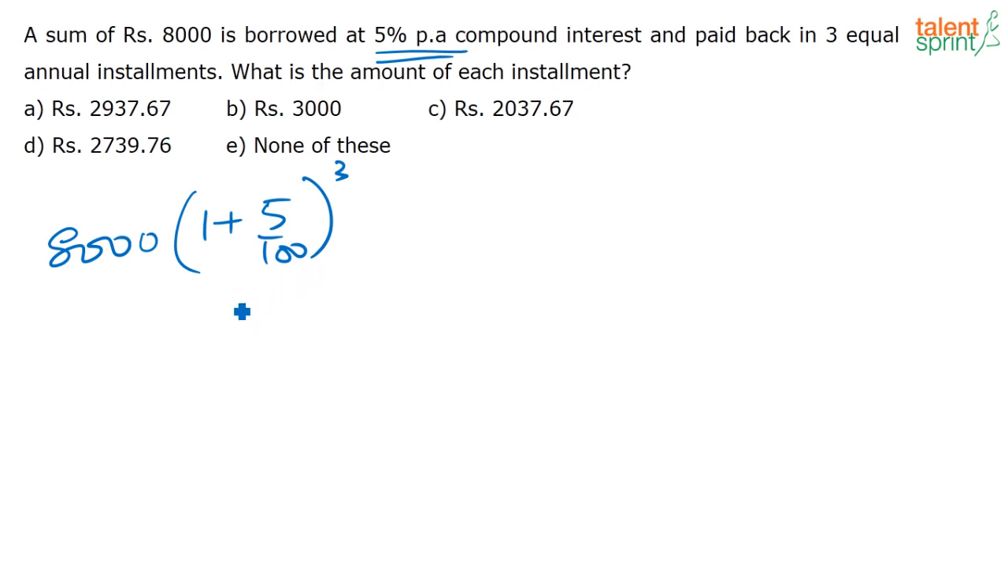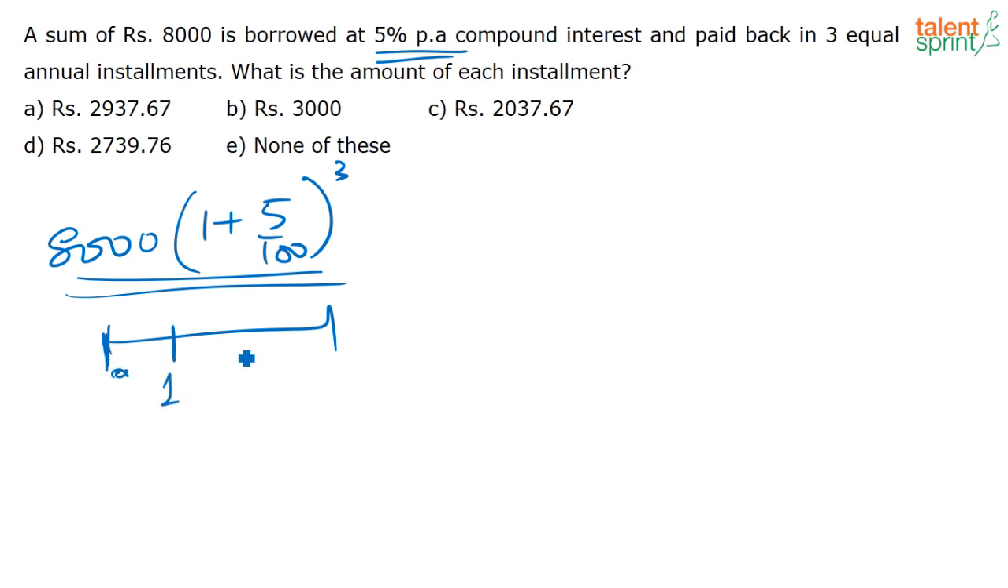Now, let us look at the installment part. So, this is what I need to get back: 8,000 into 1 plus 5 by 100, the whole cube. Now, you are paying me back in installments of X rupees. So, there are 3 years. At this point, you are taking a loan from me. First year, second year, third year. At the end of the first year, you are giving me X rupees as installment.